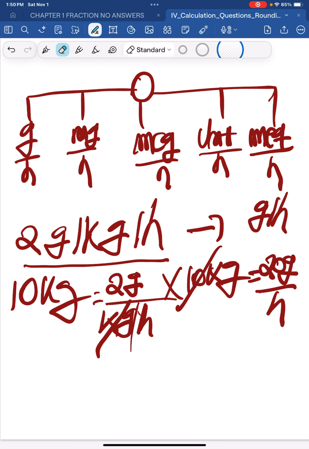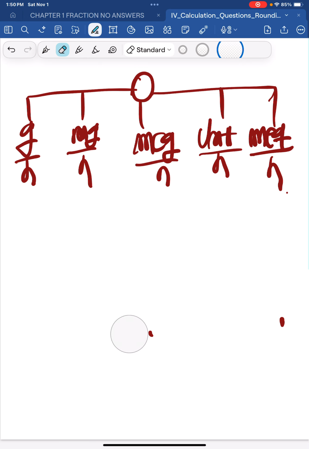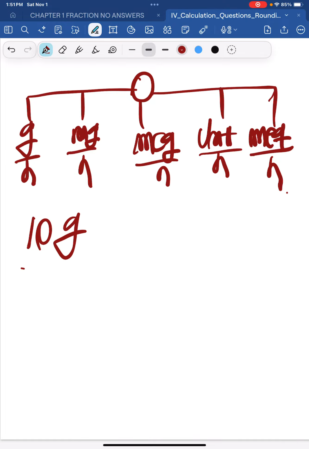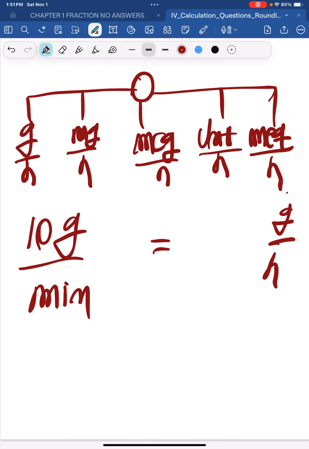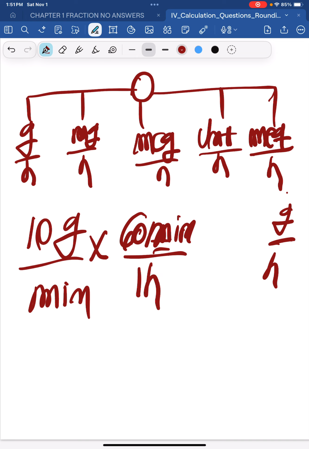So let's do another thing again. If instead of gram per hour, the problem gives you 10 gram per minute, remember, you cannot use gram per minute as your order like that. You have to convert that to gram per hour. The only thing for you to do is multiply the top by 60. You see that we do that? You multiply that by 60 minutes over 1 hour. We brought this conversion so we can cancel this minute there. Does it make sense?